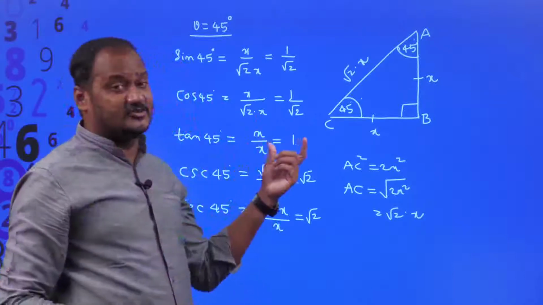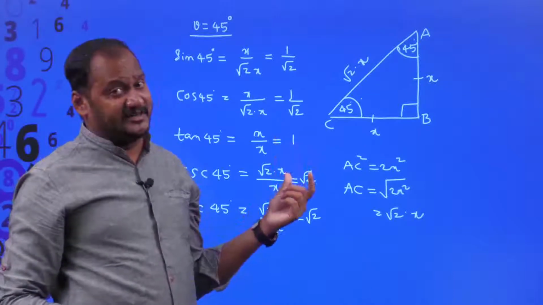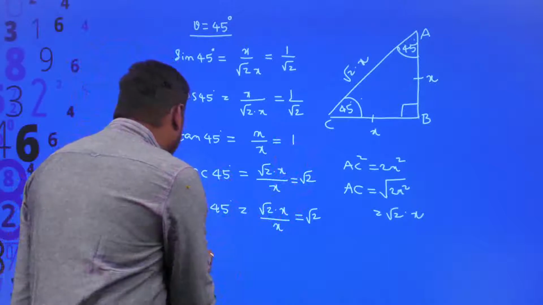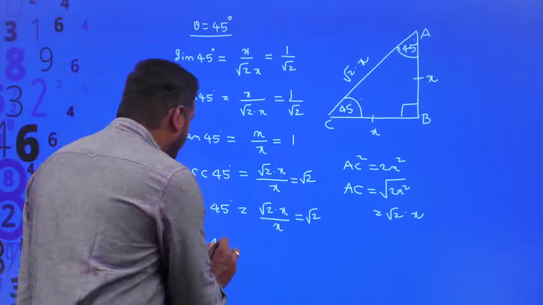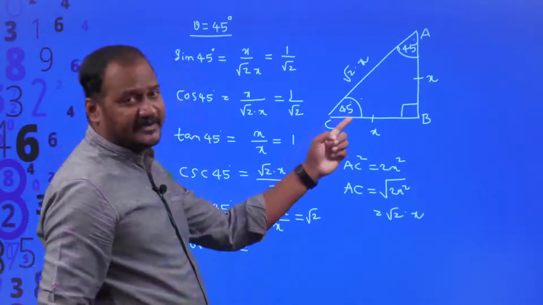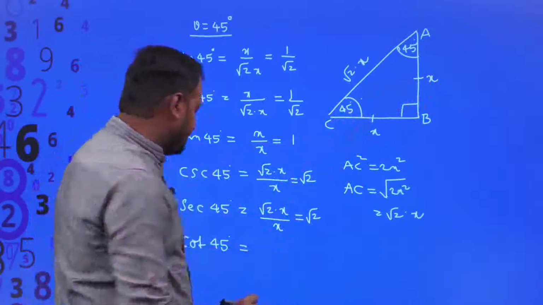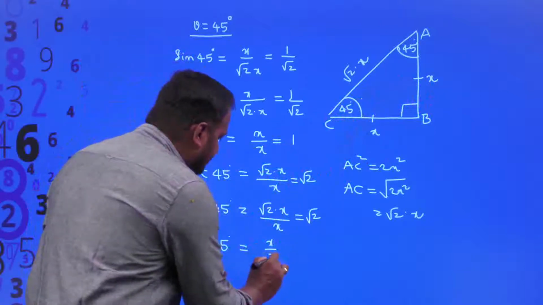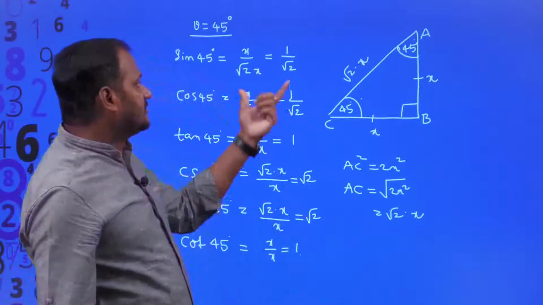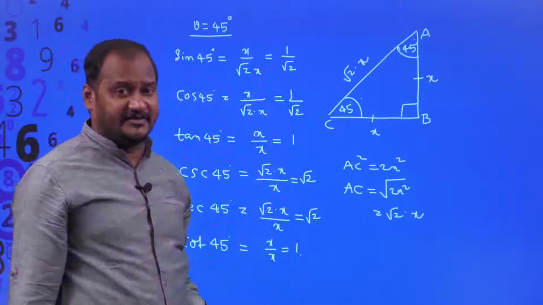This 45 degrees has so many relations, so that you can easily remember these trigonometric ratios, right? And after cosecant and secant, the final trigonometric ratio is cot 45 degrees. So cot 45 degrees is equal to, what is the definition of cot 45? Side adjacent to 45 divided by side opposite to 45, that is x divided by x, which is equal to 1. So this is about the values of all trigonometric ratios at theta equal to 45 degrees.